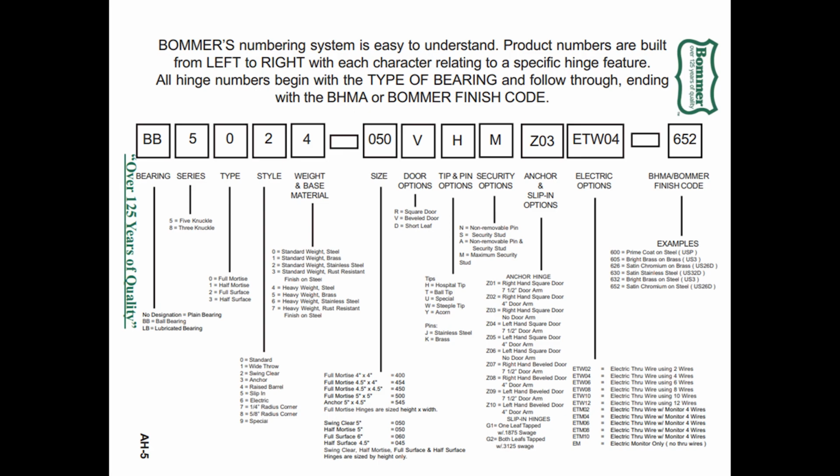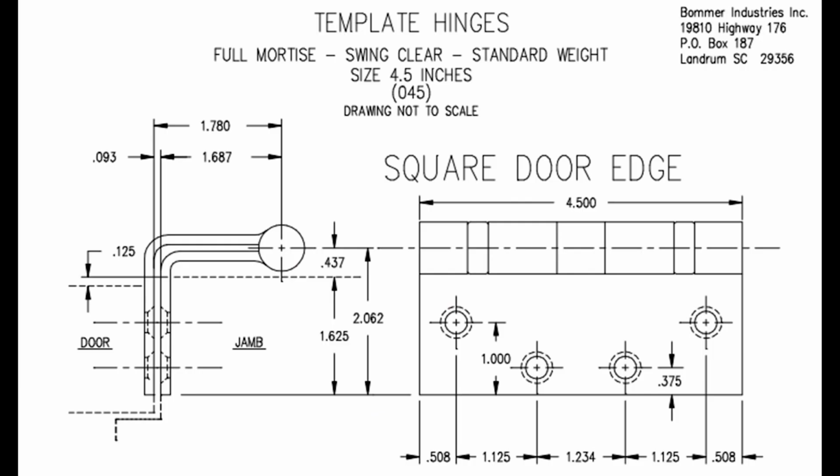We're missing the call out for whether or not it's an R or a V, square edge door or beveled edge door. And I did ask the customer. It is square. Okay, square. So you've got a BB5022-045-R-finish. Okay, so super easy.